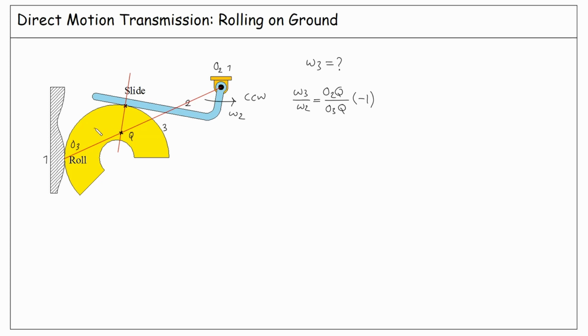We should also notice that using this ratio, we can determine the angular velocity of the follower, omega 3, as a function of the angular velocity of the driver, omega 2. The ratio comes here, O2Q over O3Q. Notice that this relation usually also includes a sign to clarify if the rotations of the driver and the follower are in the same or opposite directions.